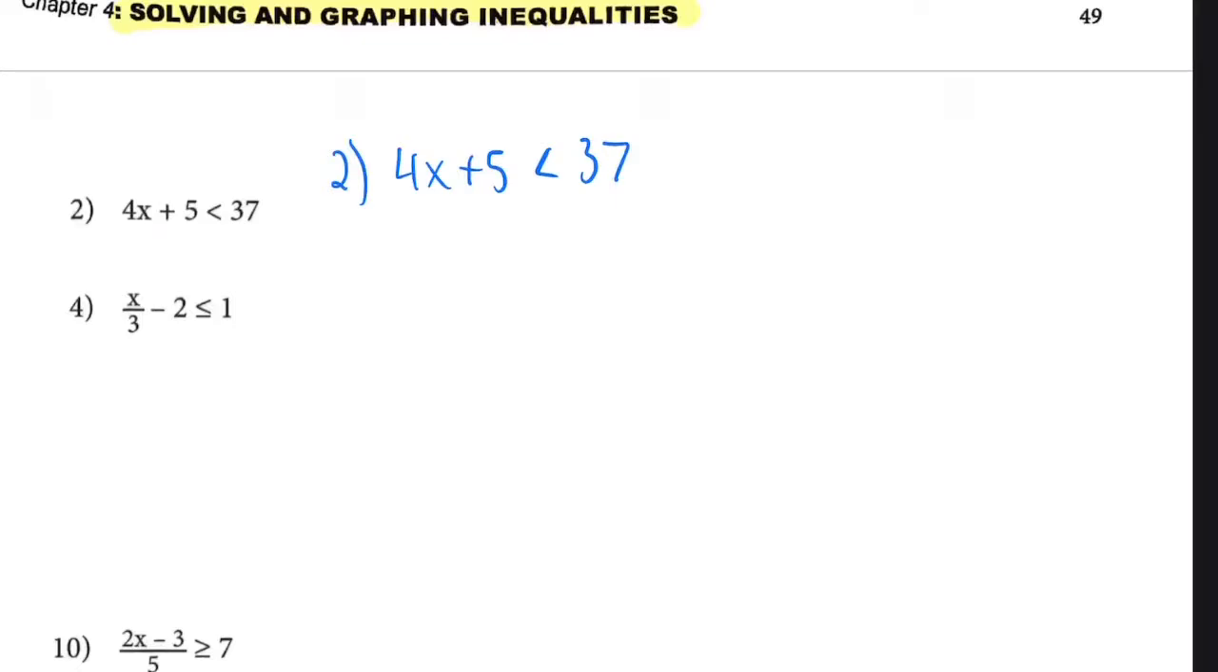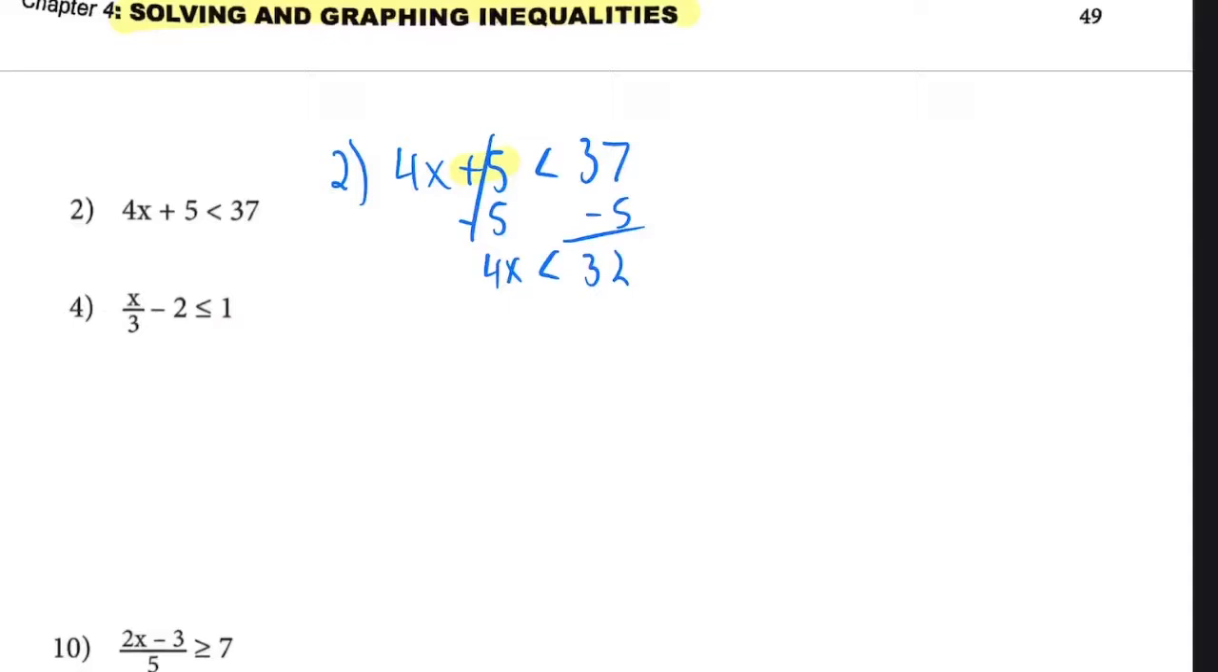We always want to start with what's adding or subtracting, just because it makes things easier in the end. So let's subtract this 5 to cancel it out. 37 minus 5 is 32. We copy the sign and we copy the 4x down. 4x is less than 32.